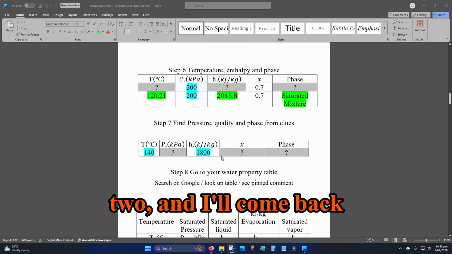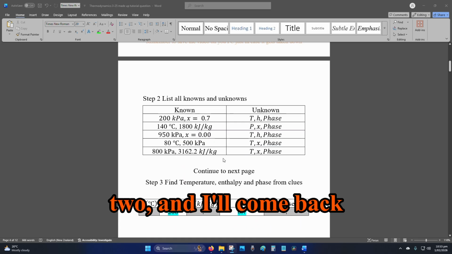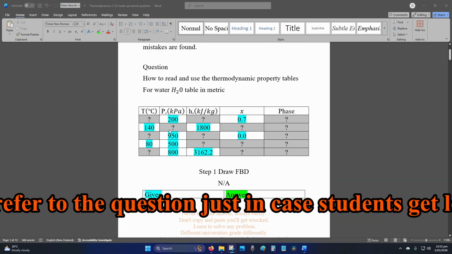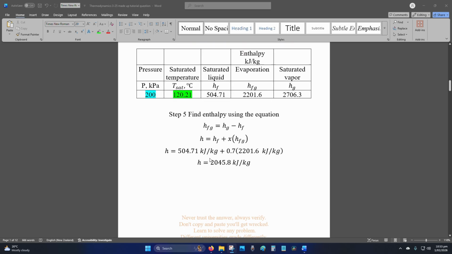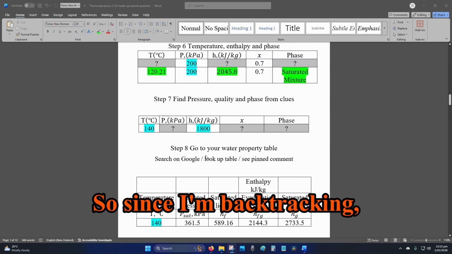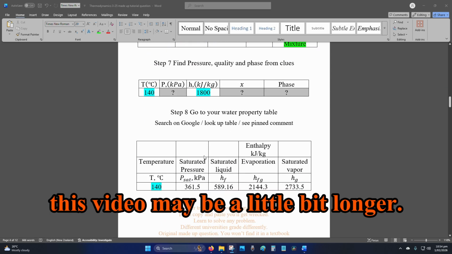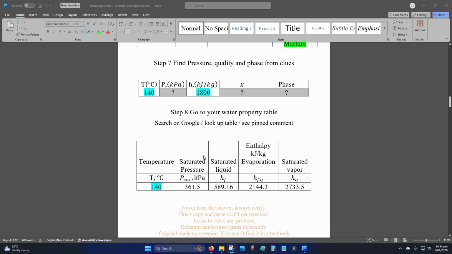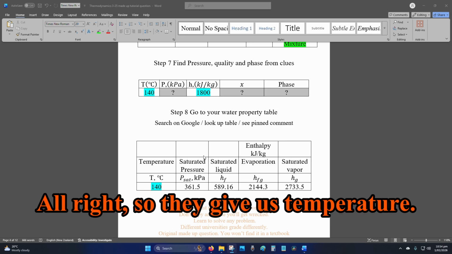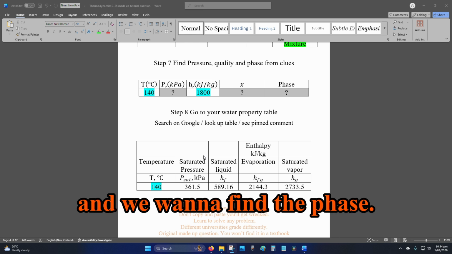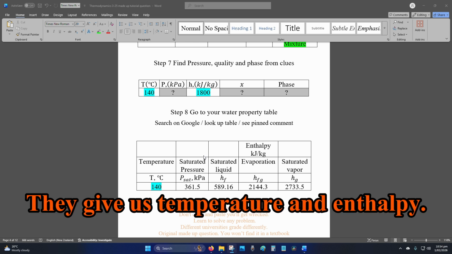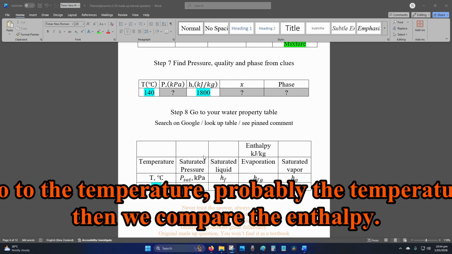Okay, so this is row 2, and I'll come back to refer to the question just in case students get lost or confused. Since I'm backtracking, this video may be a little bit longer. Alright, so they give us temperature, we want to find pressure, we want to find the quality, and we want to find the phase. They give us temperature and enthalpy.